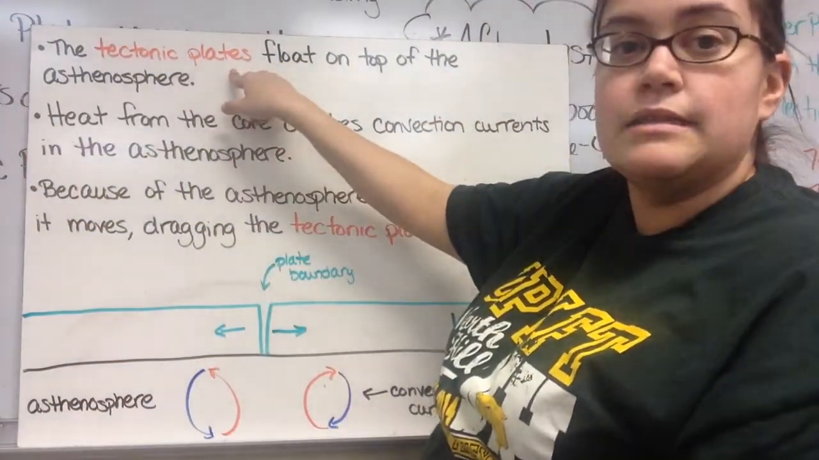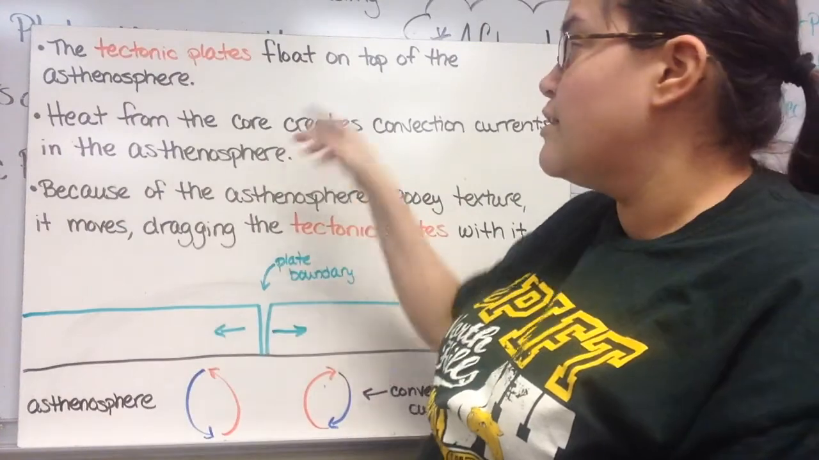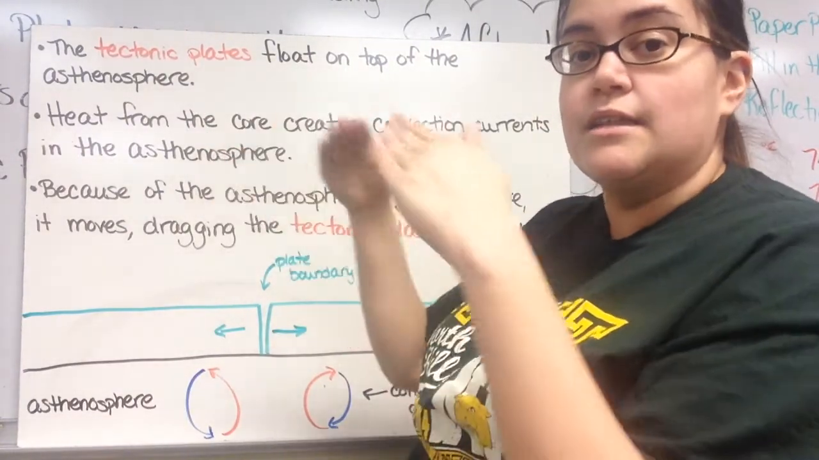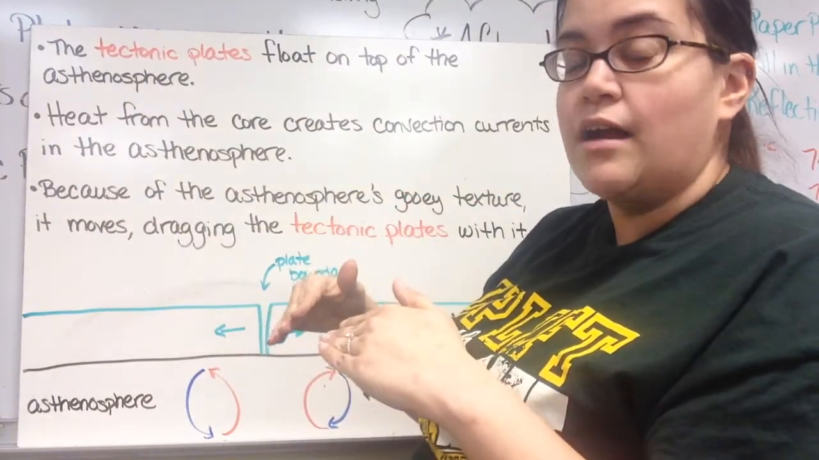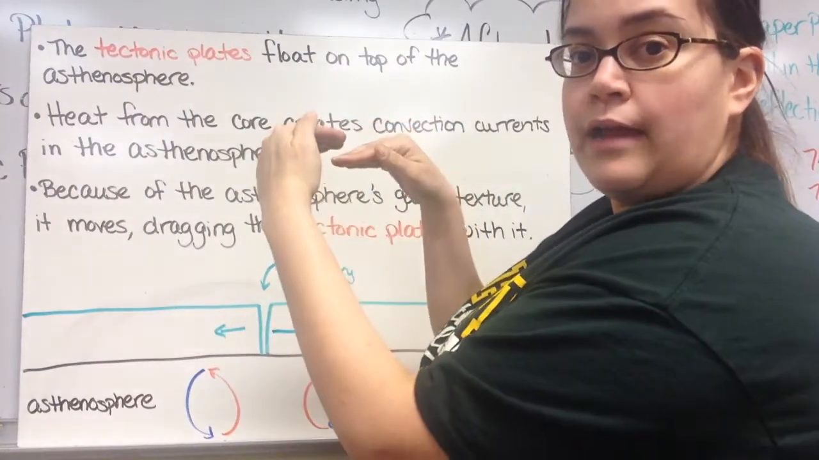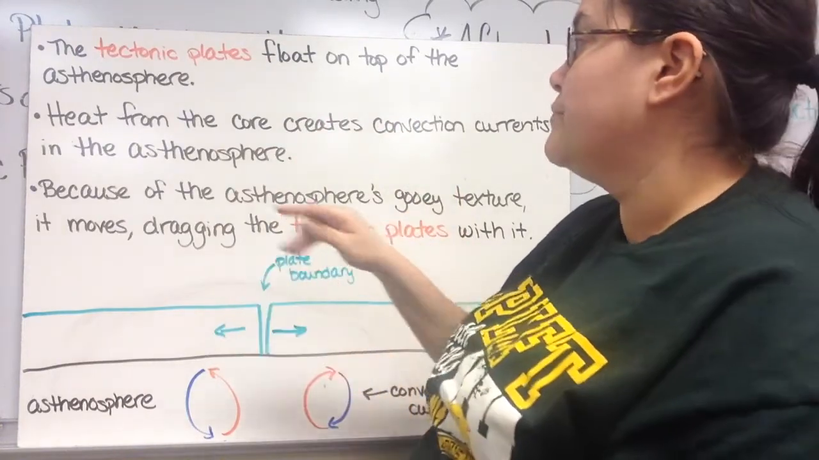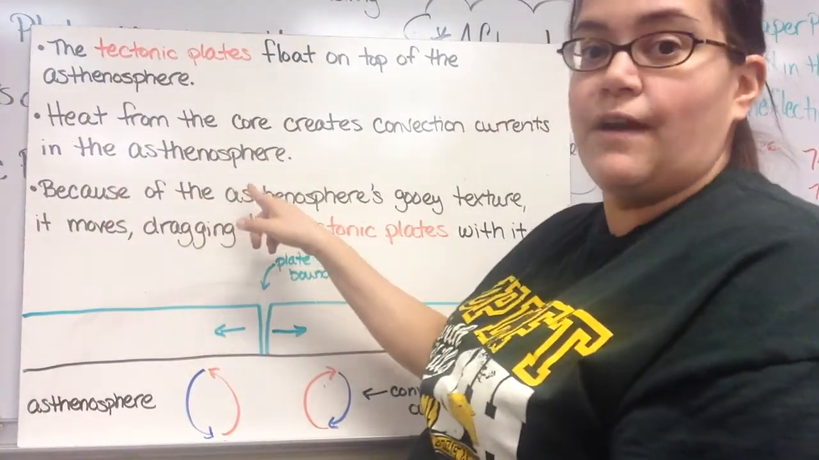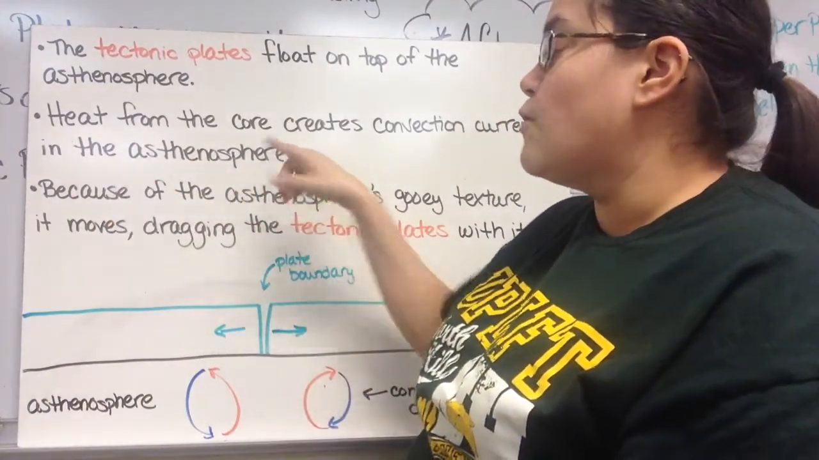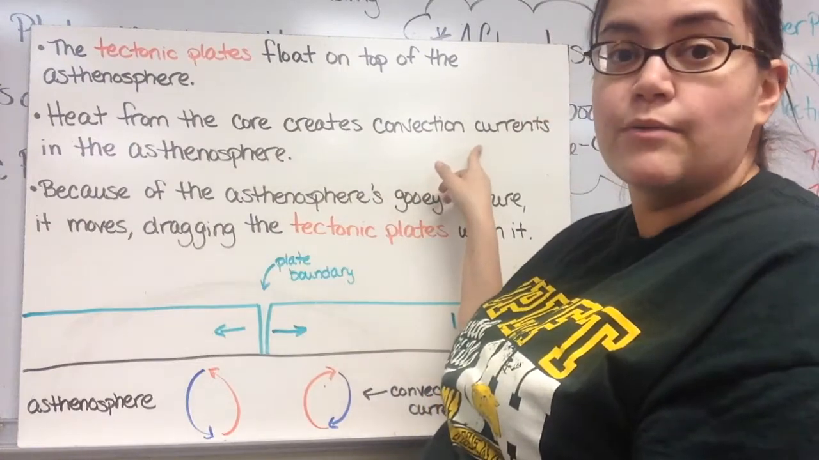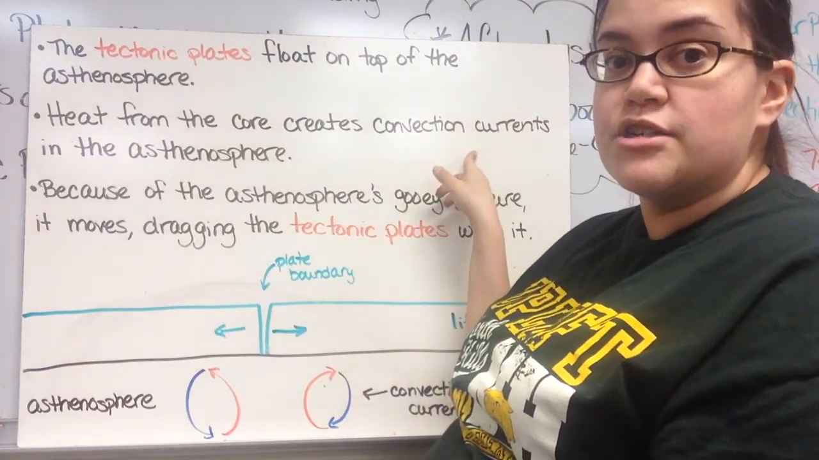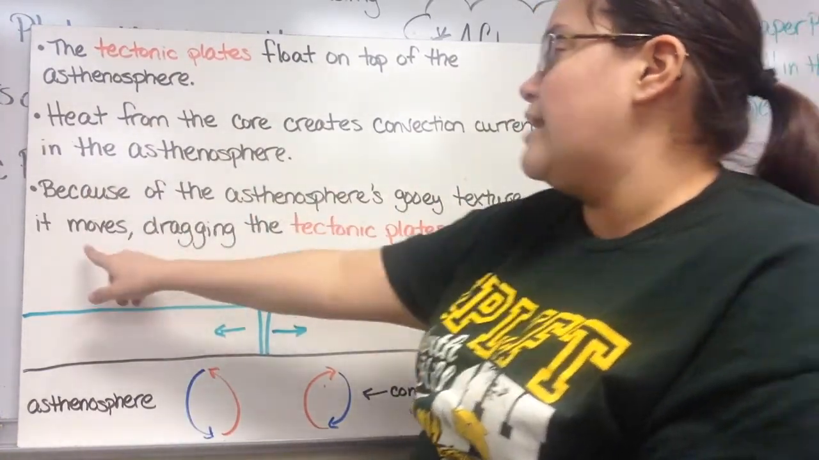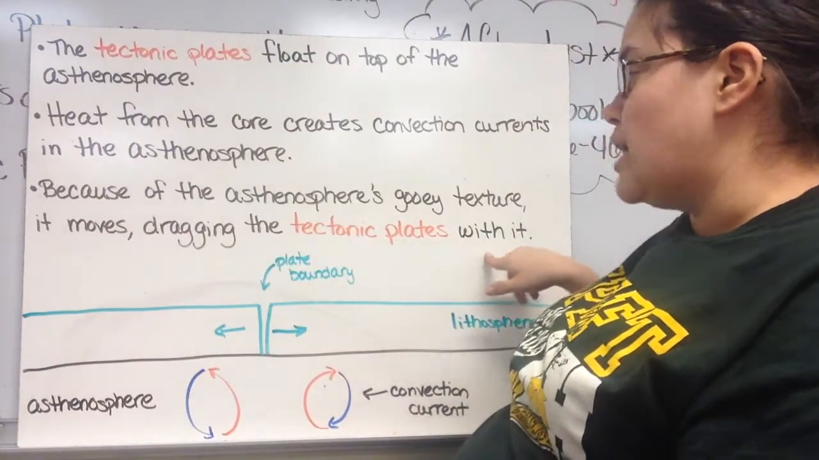So the tectonic plates, which are part of the lithosphere or the crust, float on top of the asthenosphere. If you remember, the asthenosphere is the layer right below the lithosphere. So you have these plates on the top and then the asthenosphere right below it. Heat from the core creates convection currents in the asthenosphere, and we're going to talk about that in a second. So the core heats up and makes convection currents. Remember this from our thermal energy videos. Because of the asthenosphere's gooey texture, it moves, dragging the tectonic plates along with it.